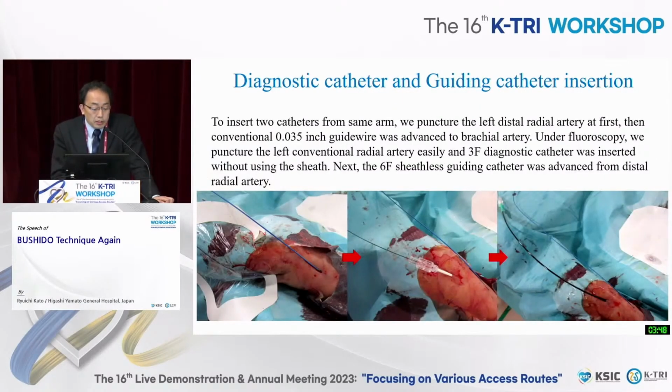The insertion sheaths are to insert two catheters from the same arm, left radial. We punctured the left distal radial artery at first, and then a conventional 0.035-inch guide wire was advanced to the brachial artery. Under fluoroscopy, we can see the guide wire, so we punctured the left conventional radial very easily, and a 3 French diagnostic catheter was inserted without using the sheathless technique. Next the 6 French guiding catheter was advanced from the distal radial artery.